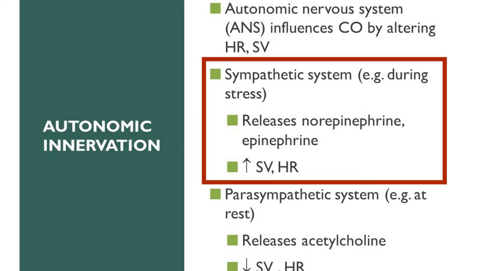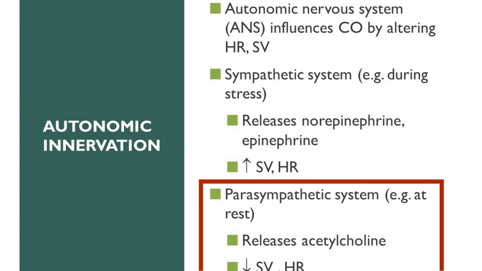These hormones cause an increase in the heart rate and an increase in the stroke volume. Parasympathetic system, which is also known as rest and digest, releases acetylcholine, and acetylcholine causes a decrease in the stroke volume and a decrease in the heart rate.